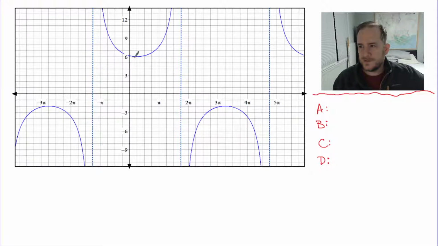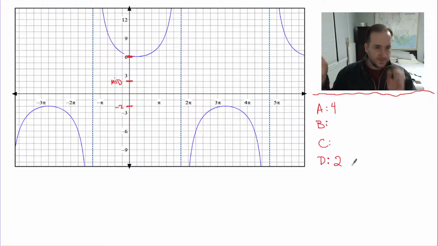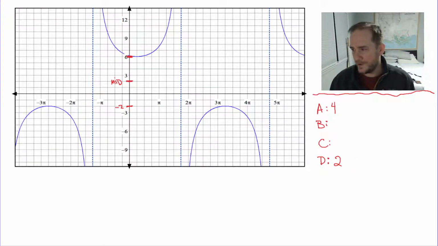So looking, I certainly see my local minimum is right here at 6. My local maximums are right here at what I guess is -2, right? So the total distance between 6 and -2 is 8, and half of 8 tells me my A value, so it must be 4. Then also, if I went down 4 from 6, it would land me at 2. That's telling me that 2 is my midline. And if 2 is my midline, then 2 is my D value. So there's your vertical stuff sorted. It took about 1 minute to sort all that.